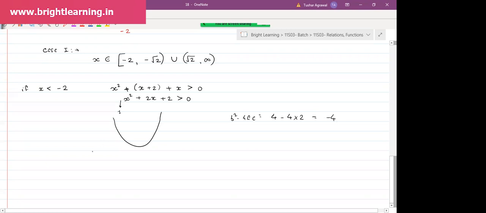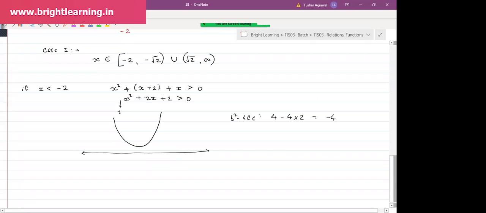So can you see that the graph is completely above the x-axis? No real roots. It is completely above the x-axis. Can you see this thing? Case 1, case 2, case 3, the three graphs which we have. So it does not intersect the x-axis at any point. No real roots. It is completely above the x-axis.